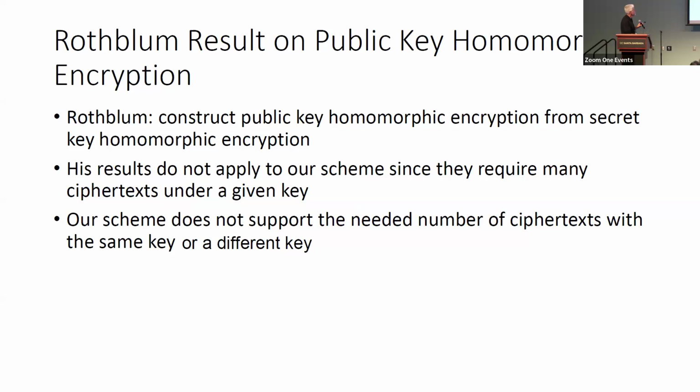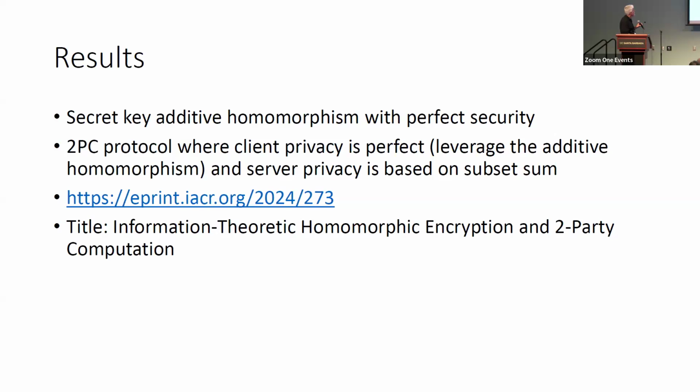And so Rothblum's result is, given a secret key homomorphic encryption scheme, you can get a public key encryption scheme, but that doesn't apply to our scheme since his results require a certain number of ciphertexts under a given key. Our scheme doesn't support that number of ciphertexts, so it's much fewer ciphertexts. And so the basic result, again, is a secret key additive homomorphism with perfect security.